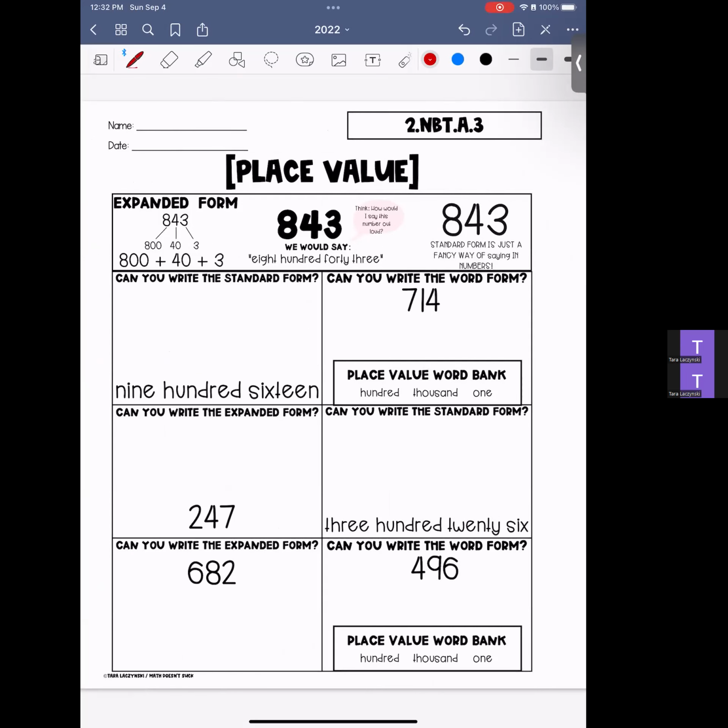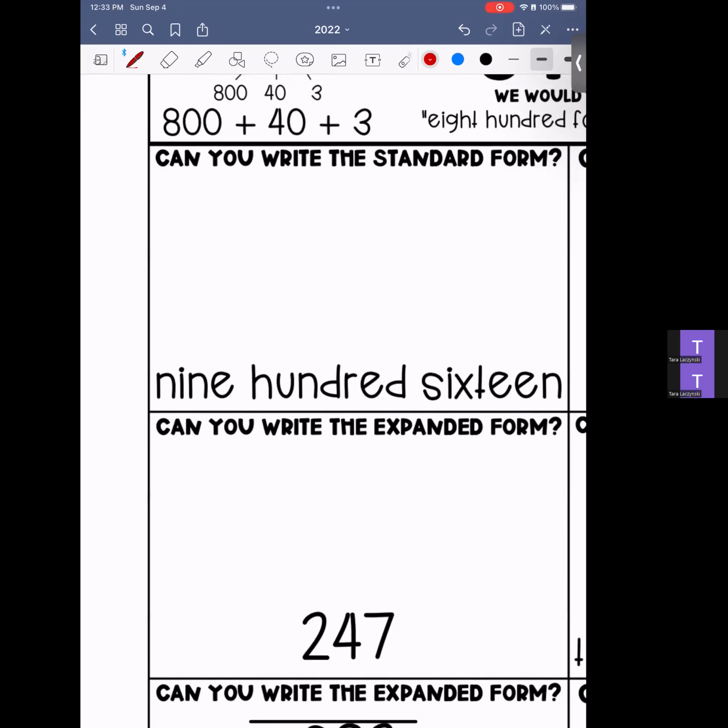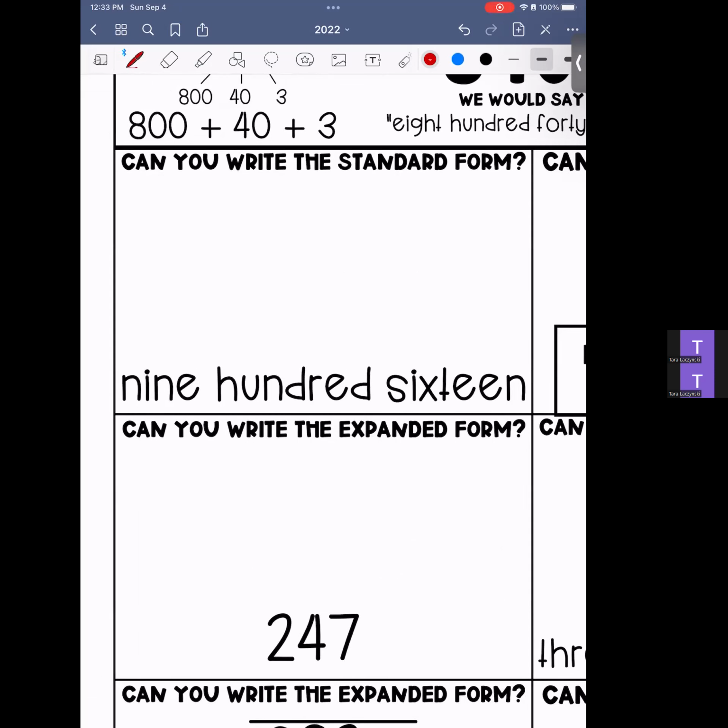So our second homework assignment for the week is again working on the same style of questions. We are looking at the expanded form, standard form, and word form. This time we have 6 different questions that we're answering. So let's take a look. This first one wants us to answer in standard form. Remember, standard form is really just a fancy way of saying write the number down. So let's take a look at what we have.